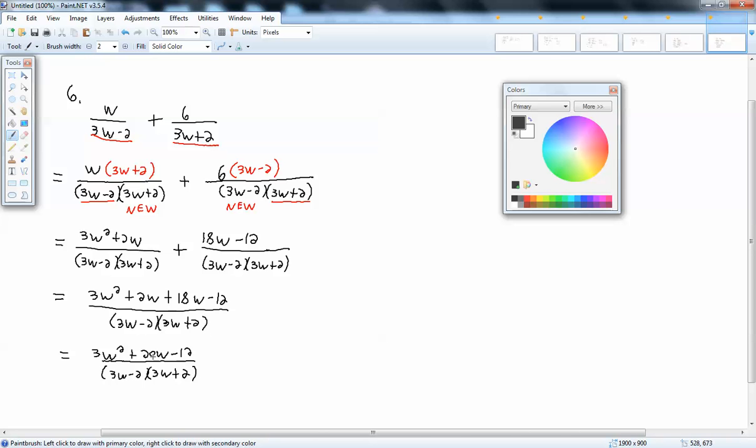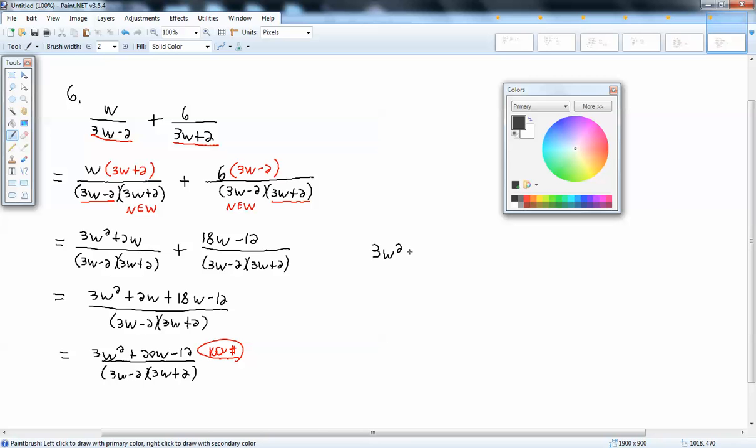Now, once we get it as a single fraction, we want to simplify. And you simplify by factoring the top, factoring the bottom, and seeing what can cancel. Now the bottom part's already factored, so we don't have to worry about it. Top part, if it'll factor, will be key number. The reason I say that is because we have no number in front of our w squared.